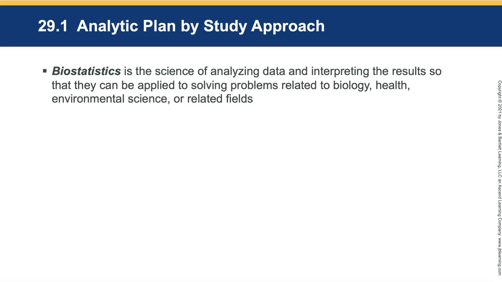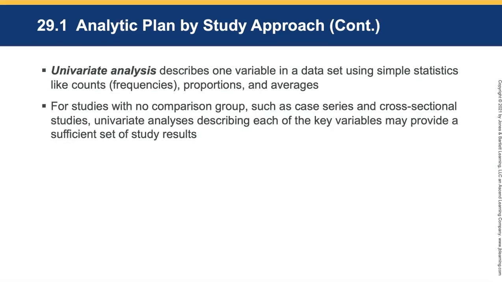So as we get started, we're just going to define biostatistics just so we're all on the same page. Biostatistics is the science of analyzing data and interpreting the results so that they can be applied to solving problems related to biology, health, environmental science, or related fields. And we're going to talk about the types of analysis that we can do. Right now, we'll talk about univariate analysis. There's also bivariate analysis and multivariate analysis.